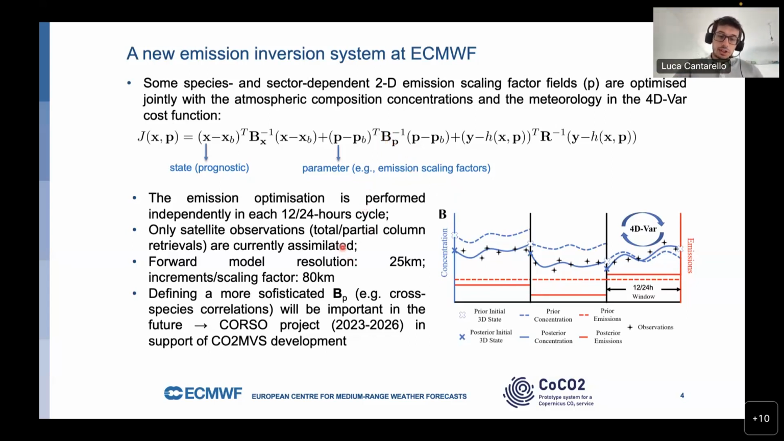And at the moment, we are using a very simple one, but there is also another project which ECMWF is involved with, which is a CORSO project in which we will develop a better covariance matrix, which will also take into account, for example, cross-species correlations between CO2 and other gases. And this is just a schematic representation of how the system works at the moment, which is basically optimizing the emission and the concentrations jointly in each short window.